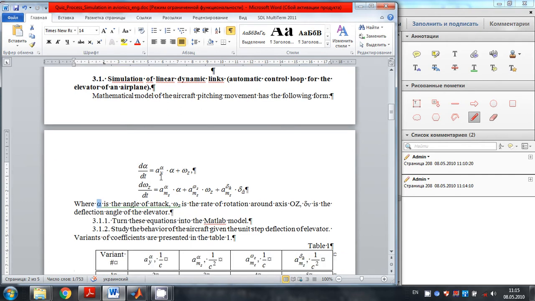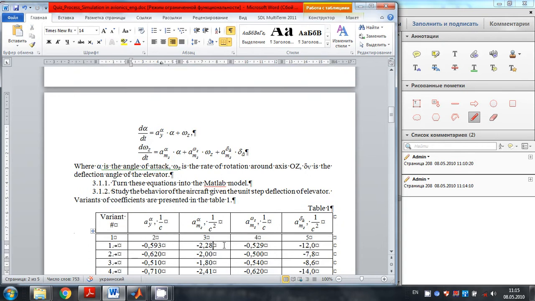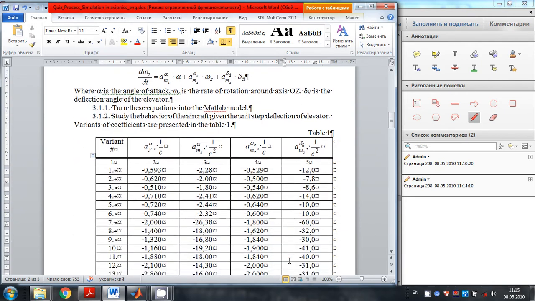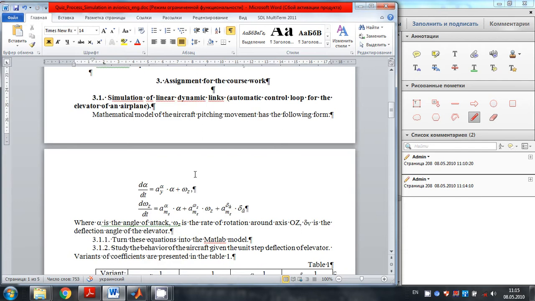So the coefficients needed to simulate this system, which is kind of a simplification, are presented in the table. For every variant you pick, there is a set of coefficients. There are 4 of them, 1, 2, 3, 4. All 4 coefficients are listed in the table. There are different sets of these 4 coefficients. So to complete the report on this coursework, you need to simulate formally this system represented by 2 differential equations in MATLAB.